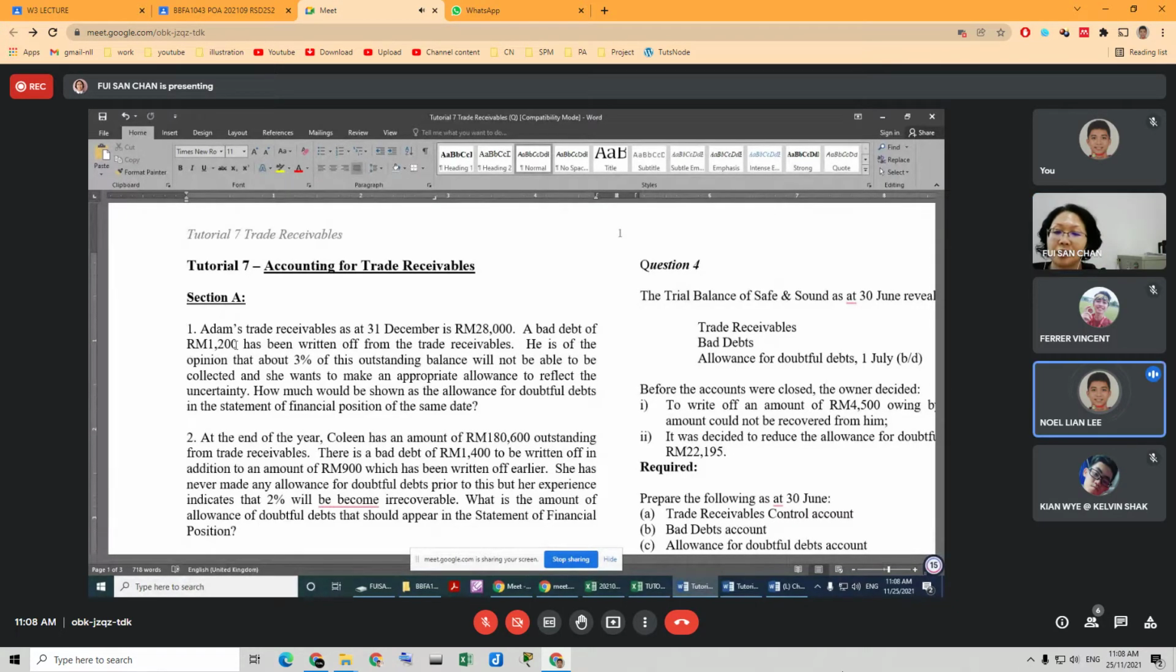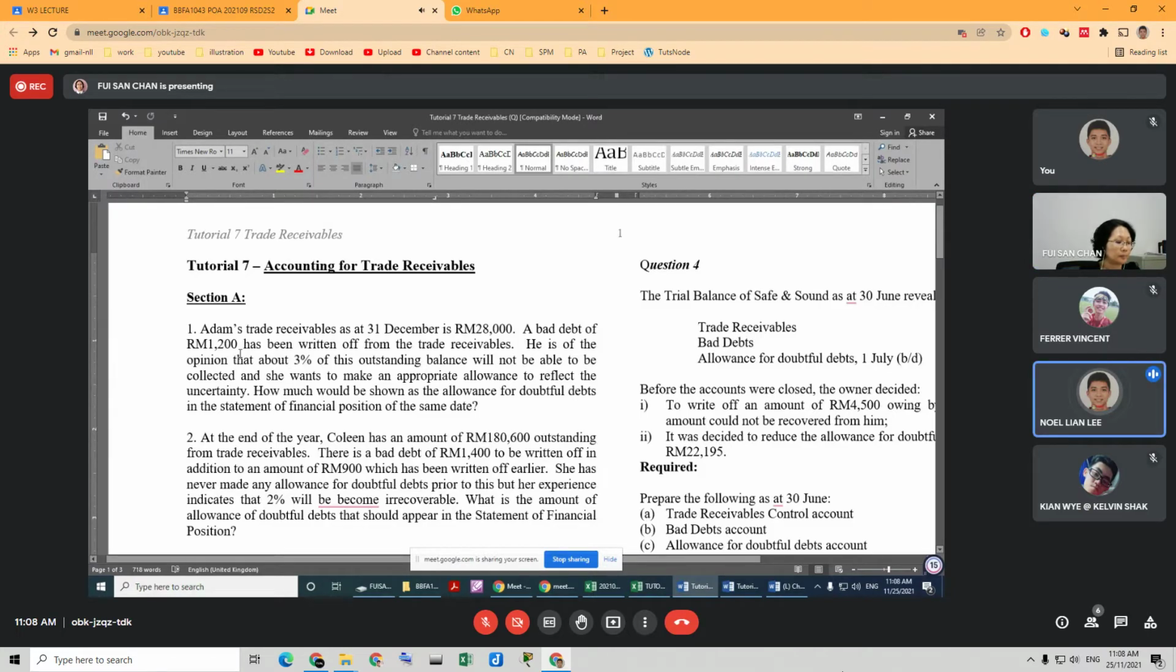What do you think? The question I projected, can you see? You said Adam has this trade receivable at 28,000, and then a bad debt of 1,002 has been written off from the trade receivable. So my question is, this 28,000, have you deducted 1,002?